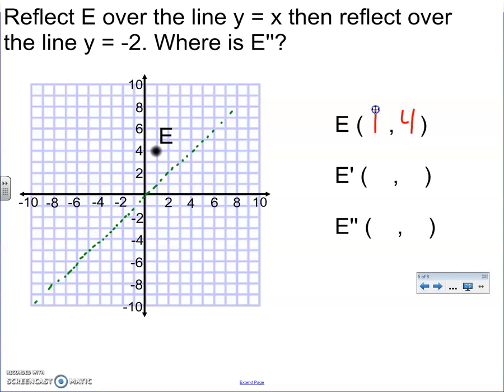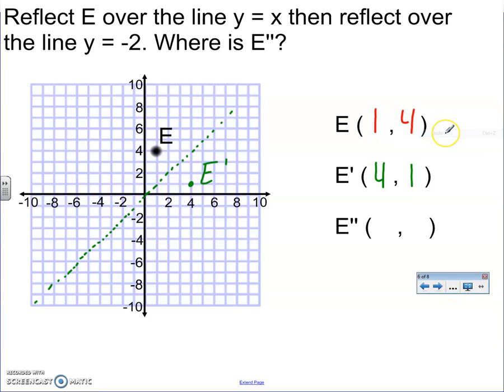So E, I'm going to go right, 1, 2, 3, then down, 1, 2, 3, because this is a diagonal line. That's E prime, which is 4, 1. So reflecting over the diagonal y equals x always just switches the x and y coordinates. So notice, I'm going to erase it, but this is the same distance from here to here. It's like jumping over that line. Anyways, we now have E prime.